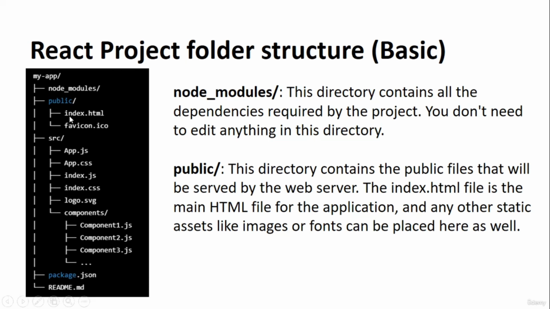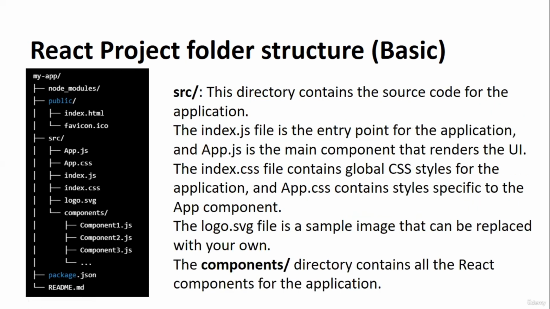The next thing is src. This is the most important directory. It contains the source code of our application. This directory has some files like index.js. So what is this index.js file? The index.js file is the entry point of the application. From this particular file, the application starts.